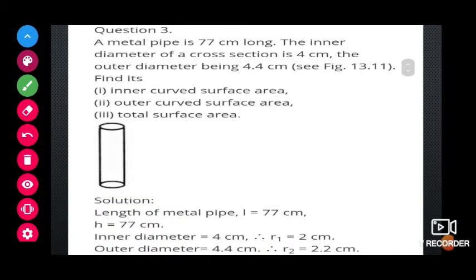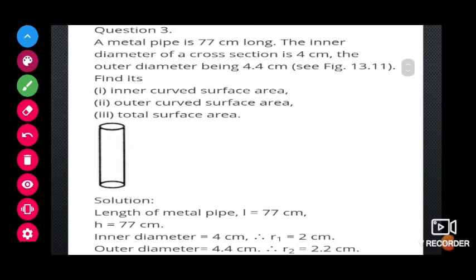That's it. Next, a metal pipe is 77 centimeters long. The inner diameter of the cross section is 4 centimeter, the outer diameter being 4.4 centimeter. Find its inner curved surface area, outer curved surface area, and total surface area.